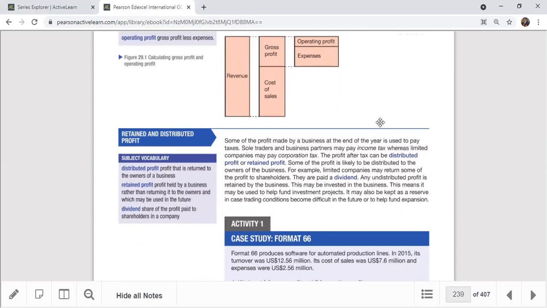I told you yesterday, regarding using the financial statements, we talked about the remaining profit of the Nestle company, that 2.5 billion, which they credited to the retained profit and distribution profit. After retained profit only, they paid dividends to their shareholders, right? Some of the profit made by the business at the end of the year is used to pay taxes. Traders and business partners pay income tax, whereas limited companies pay corporation tax, right? Operating profit is also called profit before tax, and the government expects some contribution, about 30%, based on the profit. After paying the corporation tax to the government, you have a residual profit, which we call the profit after tax, that can be distributed to the shareholders.